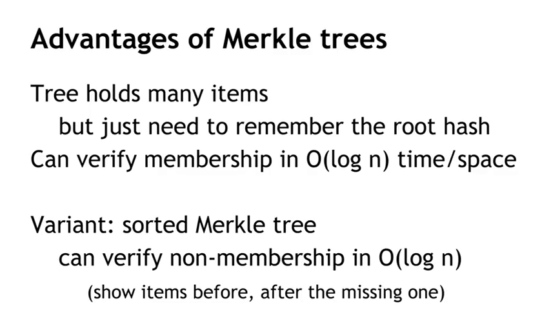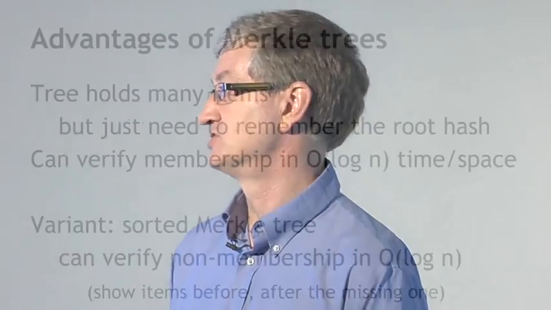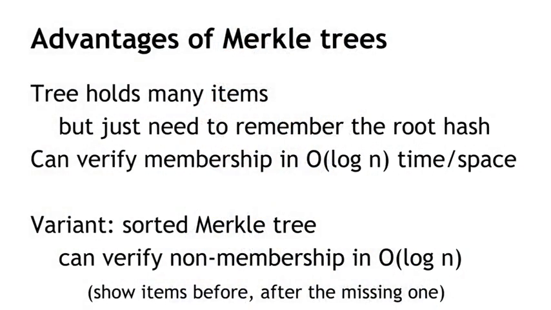That's nice. And there's a variant, which is a sorted Merkle tree. That's just a Merkle tree where we take the blocks at the bottom and we sort them into some order, say alphabetical, lexicographic order, or numerical order, or some order that we agree on. Now, having done that, once we've sorted the Merkle tree, it's possible to verify non-membership in a Merkle tree. That is, we can prove that a particular block is not in the Merkle tree.